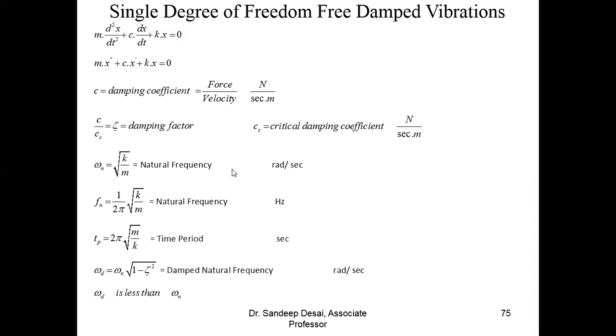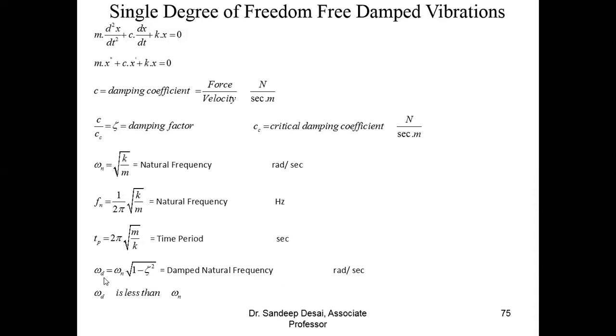Omega n is the natural frequency of free undamped vibrations. Fn is the natural frequency in hertz of free undamped vibrations. It depends on the stiffness and mass of the system. Time period Tp is the reciprocal of the natural frequency. 1 by Fn is Tp, or 2 pi into under root m by k. And omega d is again a new term, that is the natural frequency of undamped vibrations, omega n, into under root 1 minus zeta square. It is called the damped natural frequency.